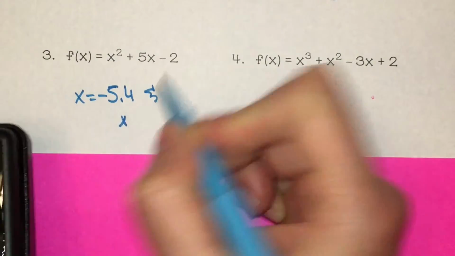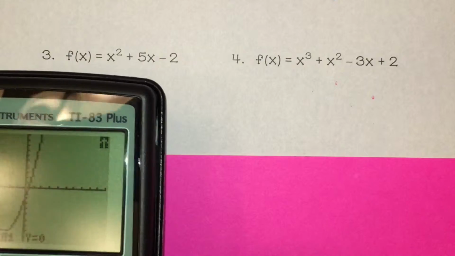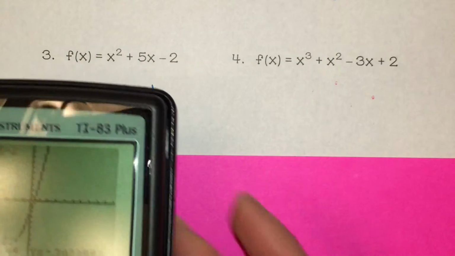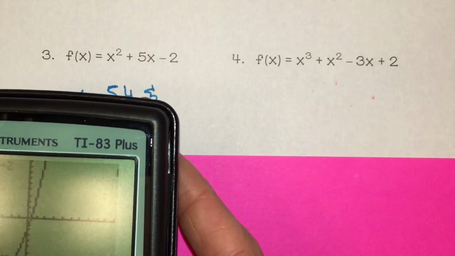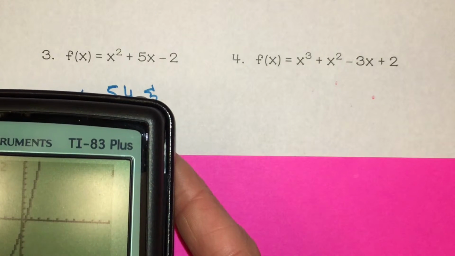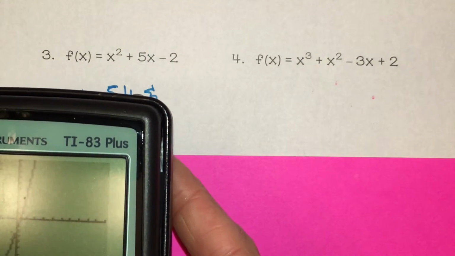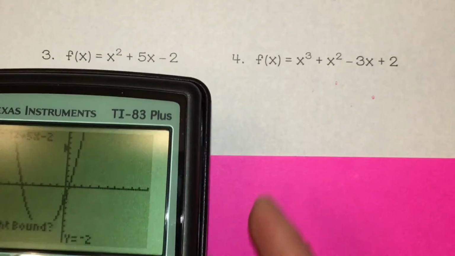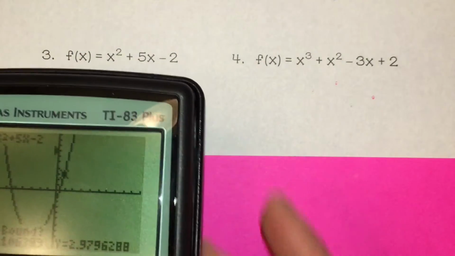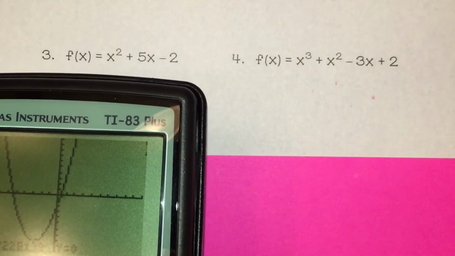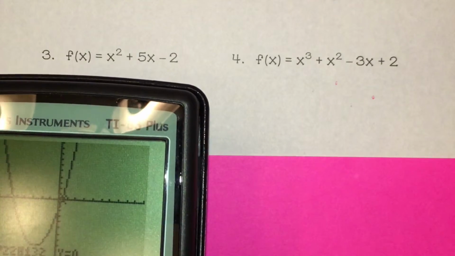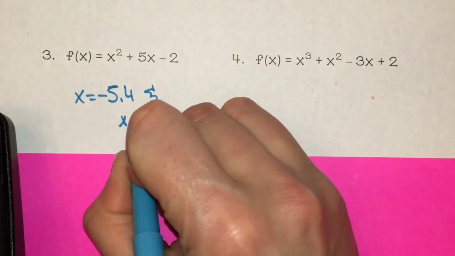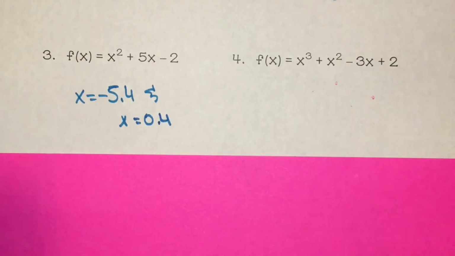And we have another one over here. So again, I'm going to find the 0. This time, I'm just going to get closer to it. So that's the left side, then the right side. So it's where x equals 0.4 approximately. And those are the answers.